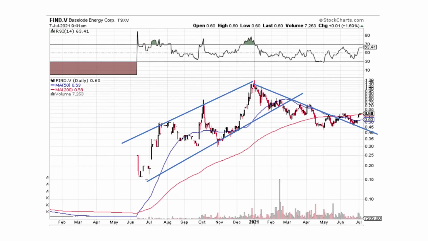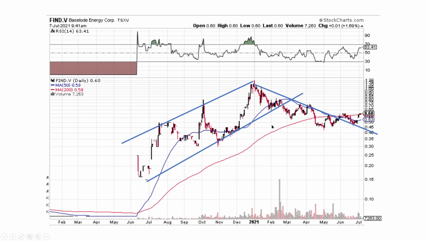Here's Baseload. I think Baseload has another very compelling setup. We've got this upward sloping channel. It broke the channel to the downside, and it took time to consolidate. It took time over February, March, April, May, June, July, and we finally broke out of the downtrend line.